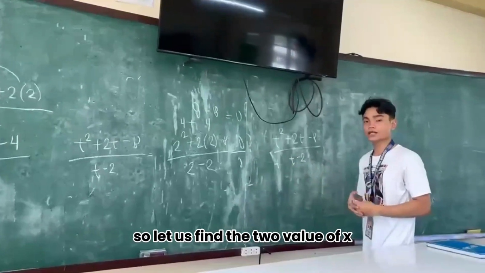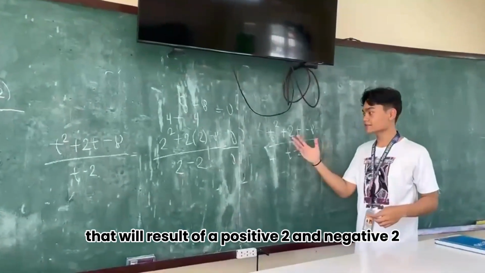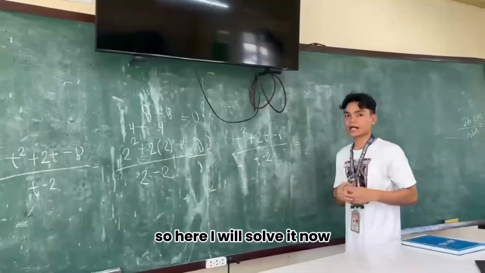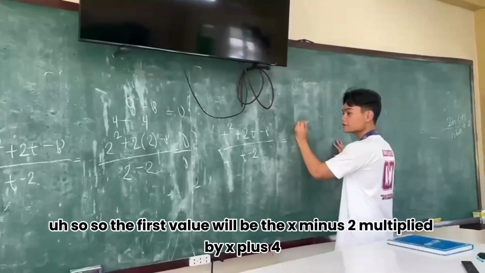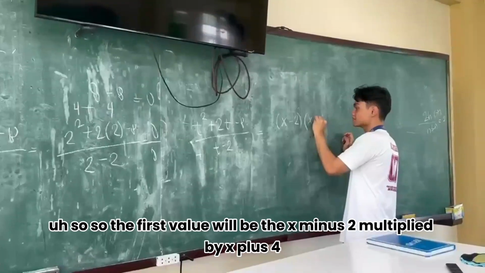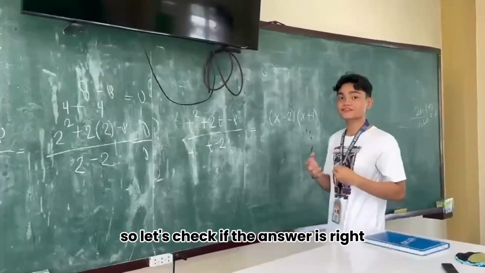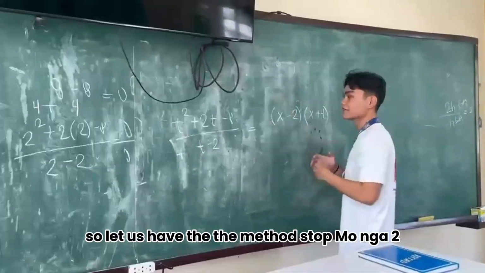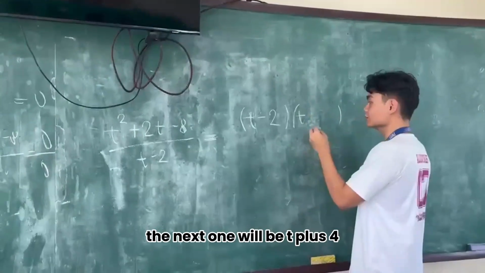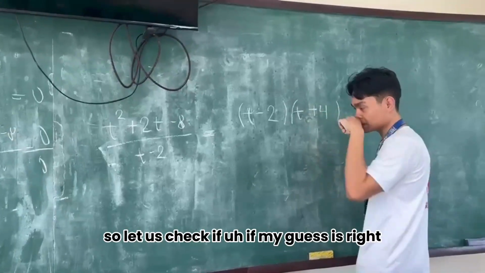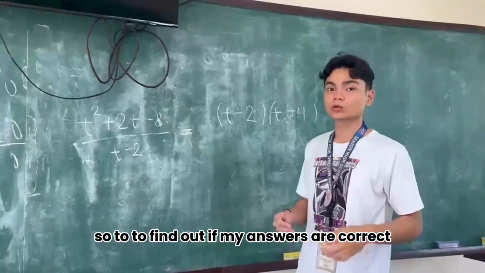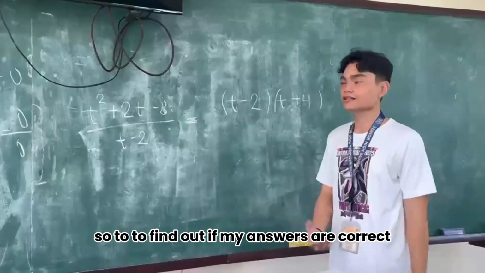So let us find the two values that will result in positive 2 and negative 8. Here, I will solve it now. So the first value will be t minus 2 multiplied by t plus 4. So let's check if my guess is right. Let's try the FOIL method to find out if my answers are correct.